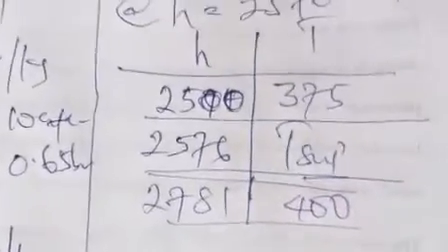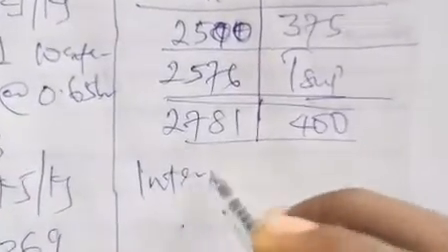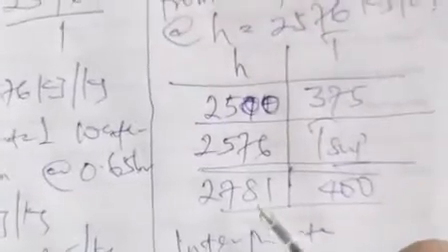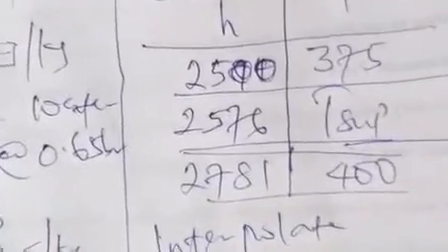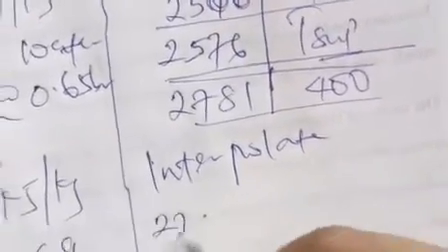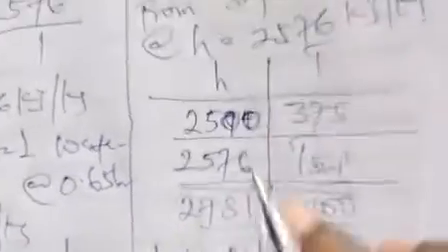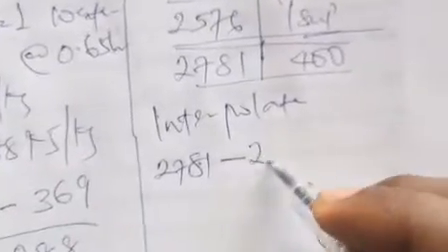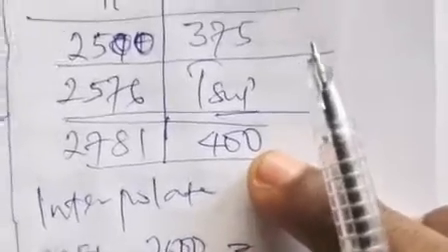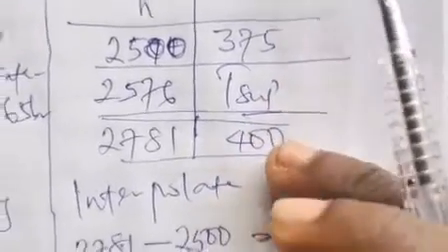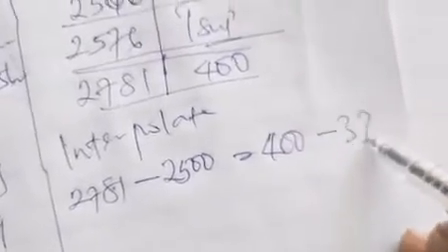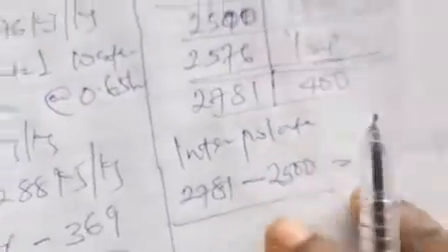All right, so as always we interpolate, and I said simply use the last to subtract other variables. So we'll have here 2781 minus the first one, 2500. Which means you'll see the same thing here. It becomes 400 minus 375, all over, the same thing.